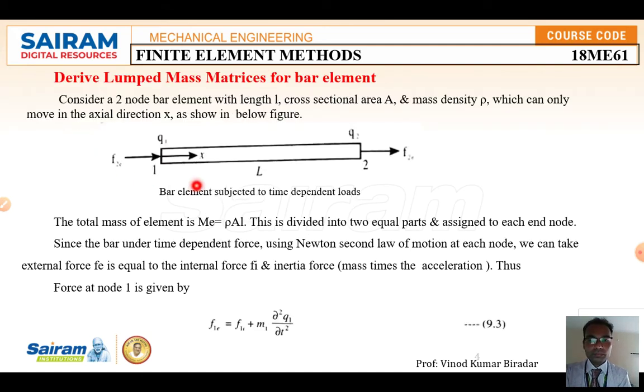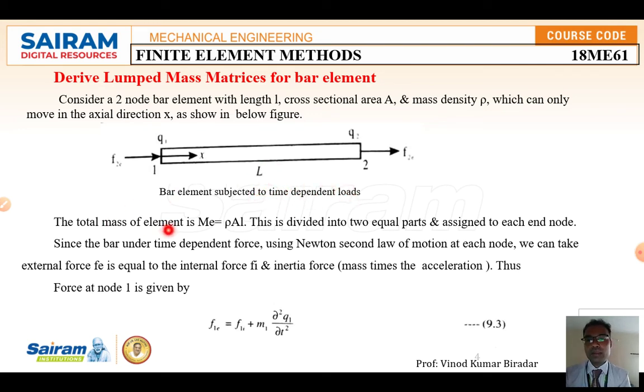Consider a two-node bar element. This is node number 1 and this is node number 2. It has cross-sectional area A and mass density rho, and it can move in the axial direction along the x direction, as shown in the figure below. Here q1 and q2 stand for the nodal displacements. There are external and internal axial forces acting along the x direction. L is the length of the bar element, which is subjected to time dependent loads. This is most important in dynamic cases.